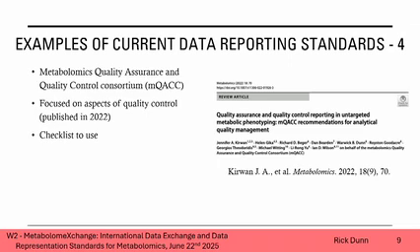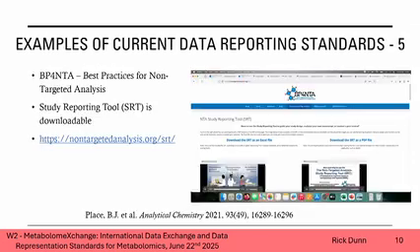The next one, I think I saw Jennifer in the room somewhere. Jennifer led through MQAC. MQAC is the Metabolomics Quality Assurance and Quality Control Consortium. They published reporting standards focused basically on the QA/QC processes that you would apply within a metabolomic study. And there's a checklist that you can use to make sure that you're including all the relevant information. That was published in 2022 as well.